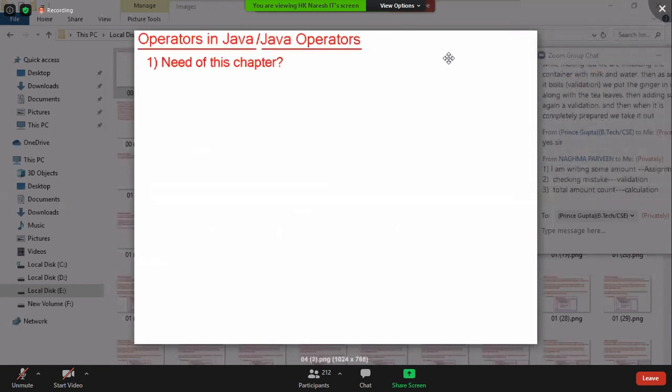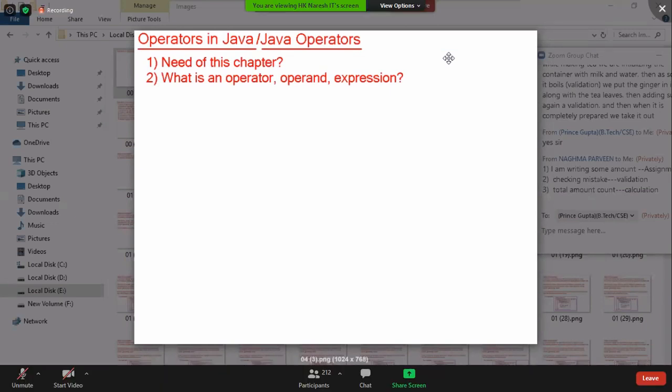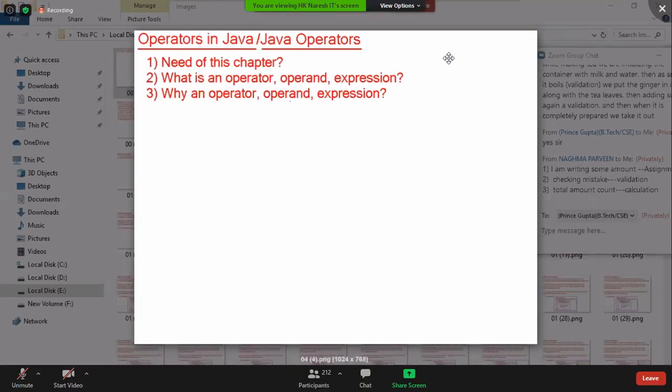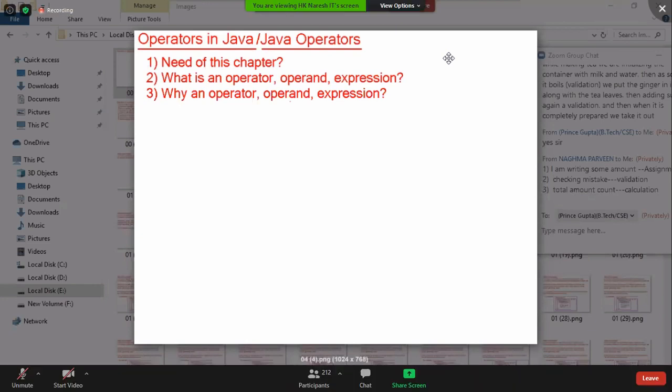In this chapter we are learning performing validations and calculations with the given inputs. What is an operator? Operator is a symbol or a word. What is an operand? Operand is nothing but a value. What is an expression? Combination of operator and operand. Why an operator? Operator is meant for performing validation, calculations, assignment. What is the use of operand? To give the input to the operator to execute. Why an expression? Expression is meant for performing validations and calculations as part of one operation.